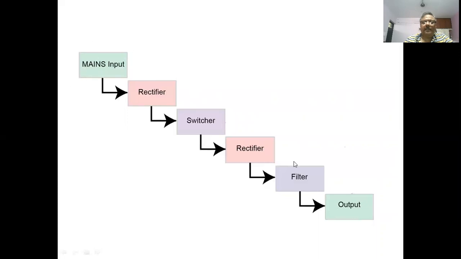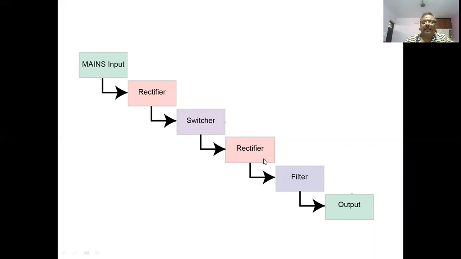The main stages of this kind of supply: the power input, the mains plug socket. The power from this is fed into a rectifier which converts the alternating current into the direct current. Then there is a switch which is used to have the options of rectifier, whether we can have a full wave rectifier or a half wave rectifier. A single diode will give me a half wave rectification and two diodes will give me a full wave rectification that we have already studied in our previous classes.